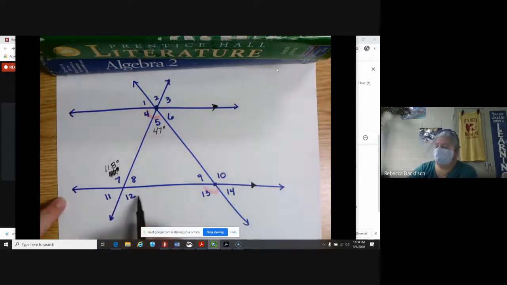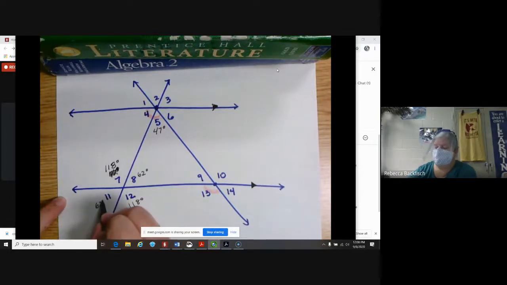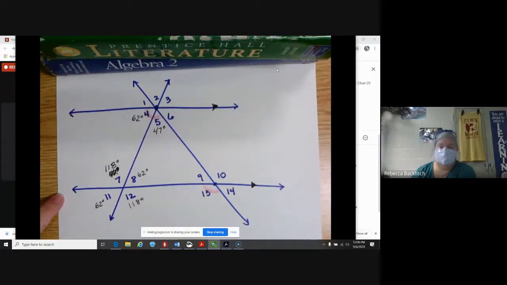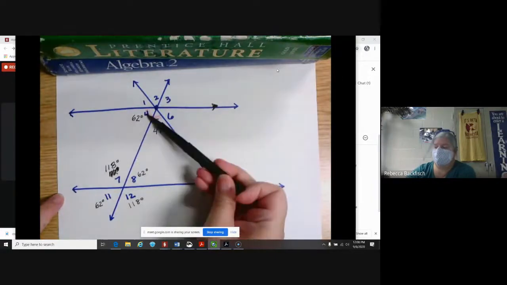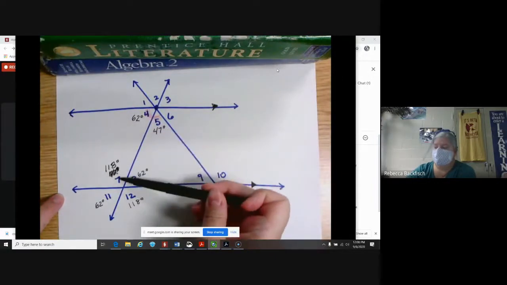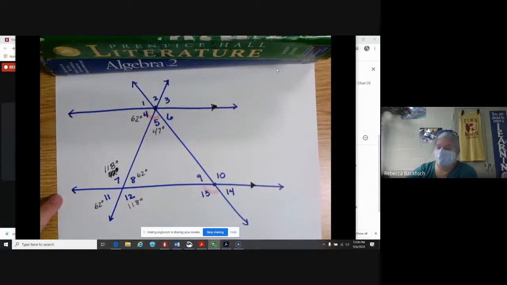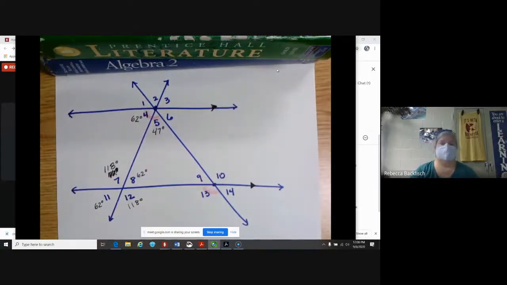I'm going to go ahead and fill in these vertical angles and linear pairs. This is 118 also, and this is 62, and this is 62. We just said 4 and 8 were alternate interior, so that makes this 62. You could have also gotten that by the fact that these are same side interior, so they have to be supplementary. And at this point, you have enough information to find all of these. So let me pause and let you do that for a little bit.